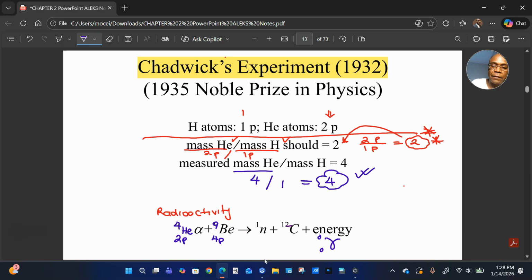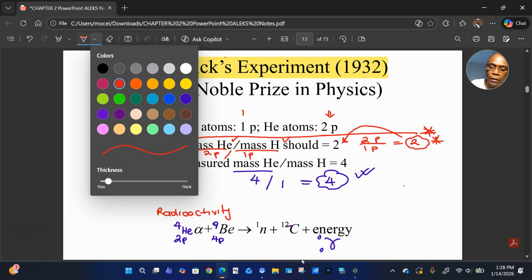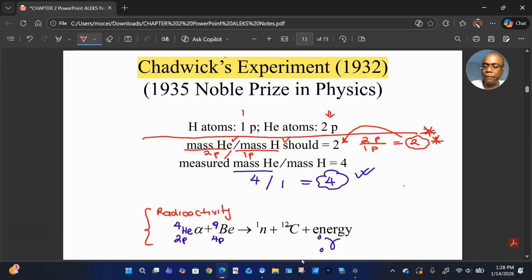In 1935, Chadwick won the Nobel Prize in Physics. Amongst other contributions, he helped to discover the neutron, and this is what Chadwick saw. He repeated the same experiment and found that yes, high energy radiation is emitted, but alongside that, there's another particle that has a mass of 1 and no protons, so 0p, but a mass of 1 on the superscript.